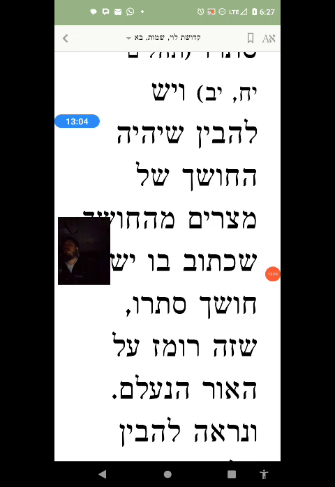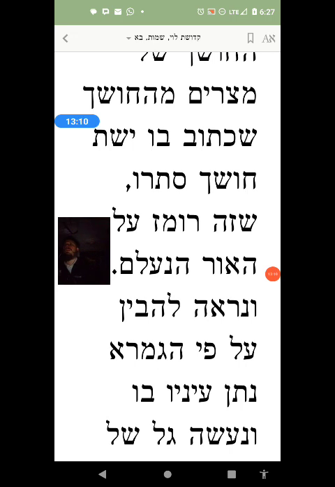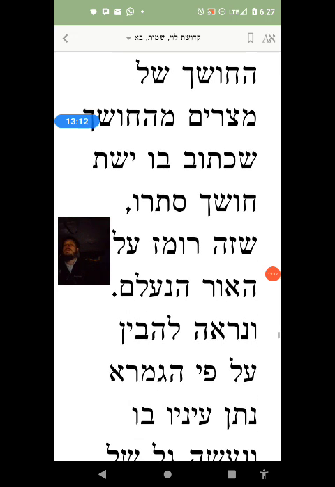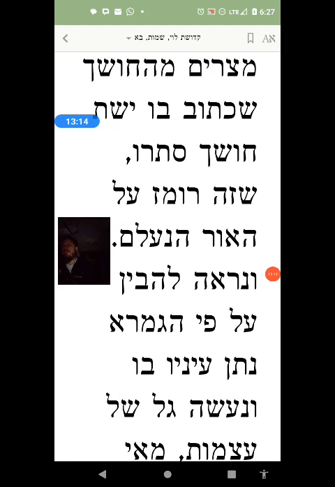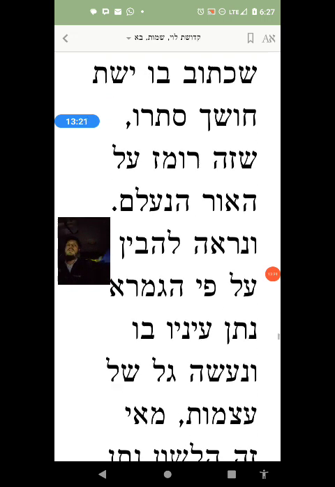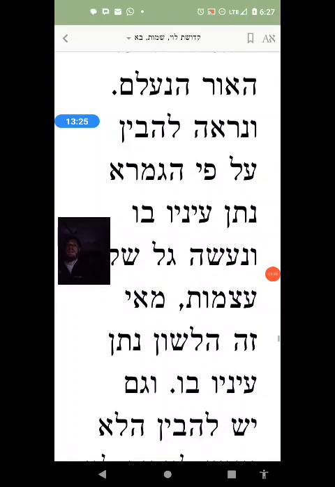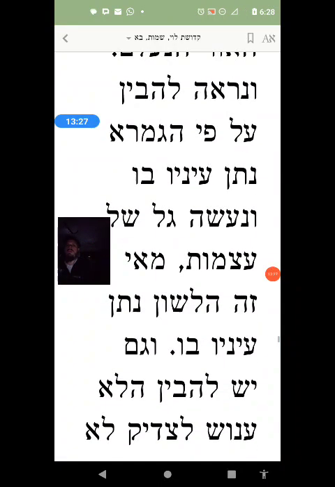V'yesh l'havin. So we can understand it like this. That the darkness of Egypt came from the darkness that the psalmist was referring to, that he sets darkness as his hidden place. This is a hint to the hidden light. Venir Lahavan, it seems like we can explain like this.